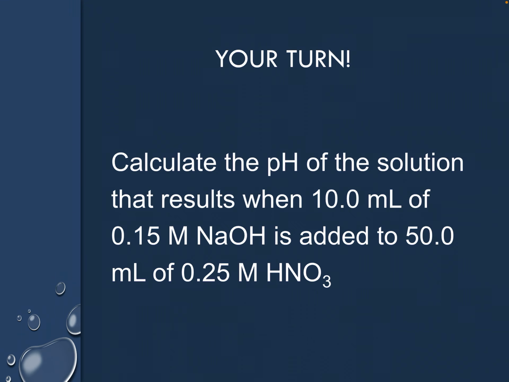All right, I would like you to pause here and do a practice problem. Go ahead, calculate the pH of the solution that results from 10 milliliters of 0.15 molar sodium hydroxide being added to 50 milliliters of 0.25 molar nitric acid. Once you're done, go ahead and unpause so you can see the solution.